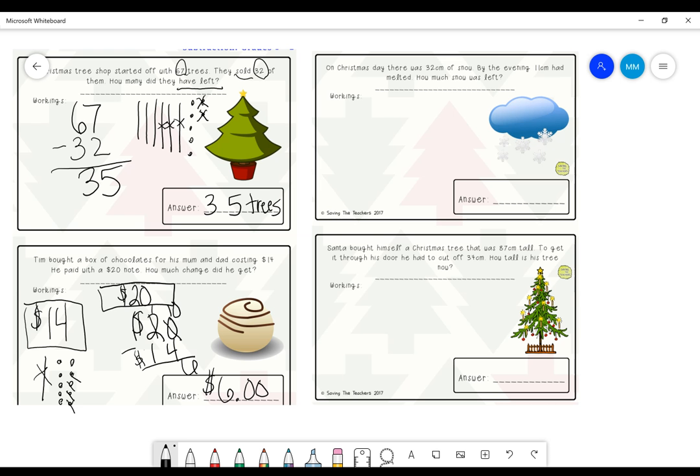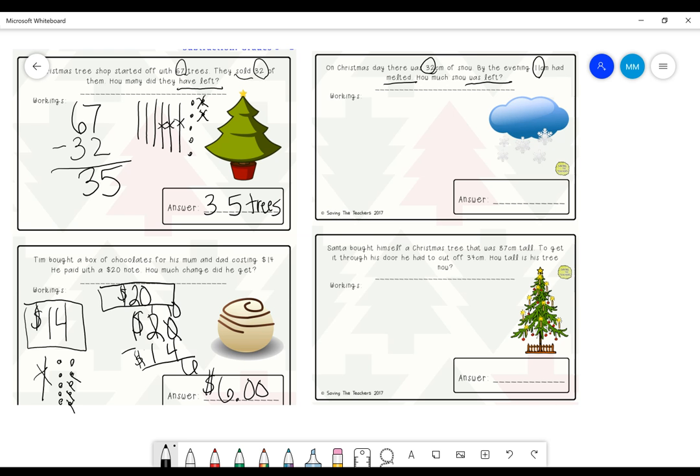It says on Christmas Day, there was 32 centimeters of snow. By the evening, 11 centimeters had melted. How much snow was left? Ooh, let's read that again. On Christmas Day, there was 32 centimeters of snow. By the evening, 11 centimeters had melted. How much snow was left?